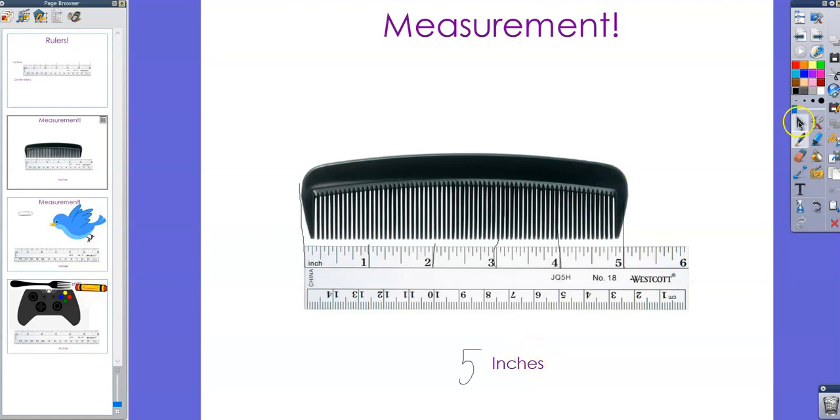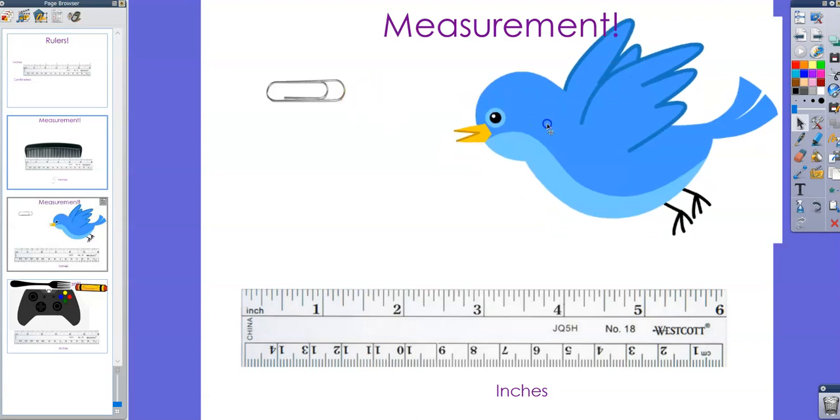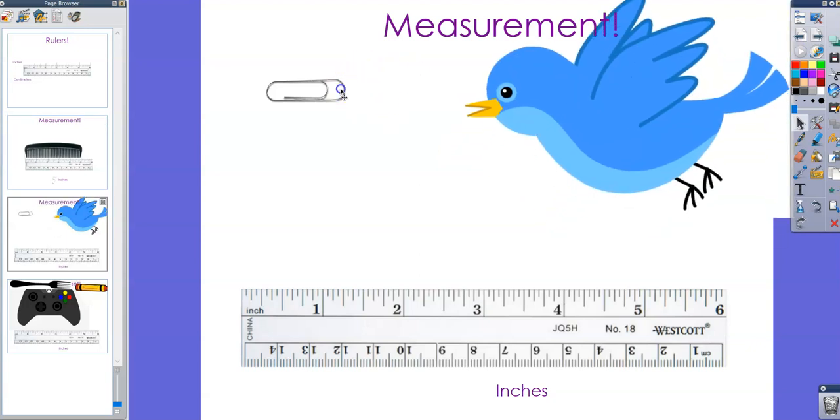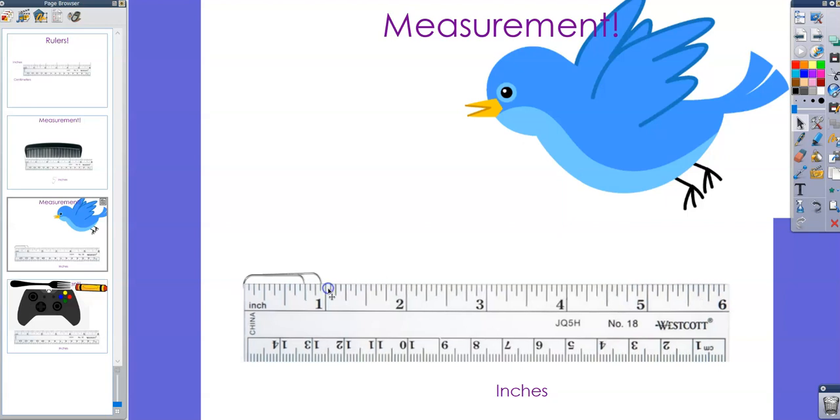Okay, let's measure a couple other things. Here we have a bird and a paper clip. Let's start with the paper clip. Again, I'm going to take my paper clip and make sure that I'm lining up the end of the paper clip with the end of my ruler very carefully, and I'm going to move my ruler, and I want to make sure, here we go, we're all lined up. Now I'm going to look and see which inch this is closest to. I'm lined up here. This would be 0 inches. It's not closer to that, right?